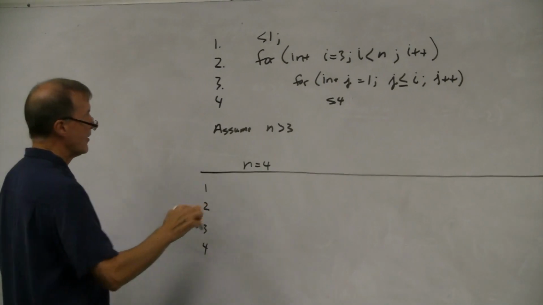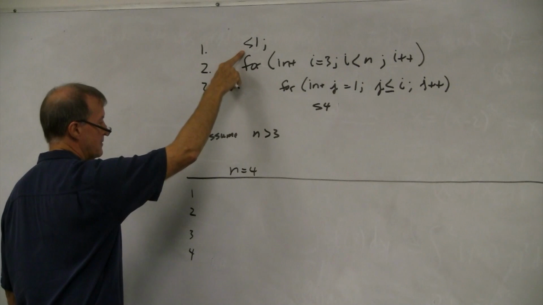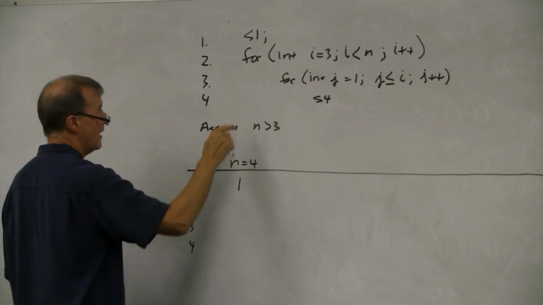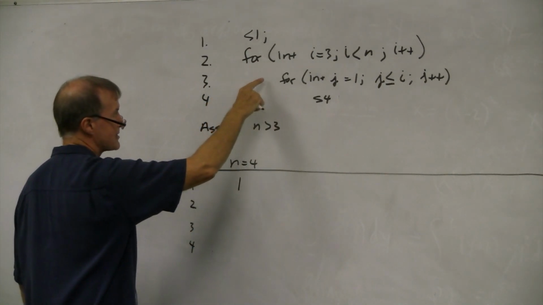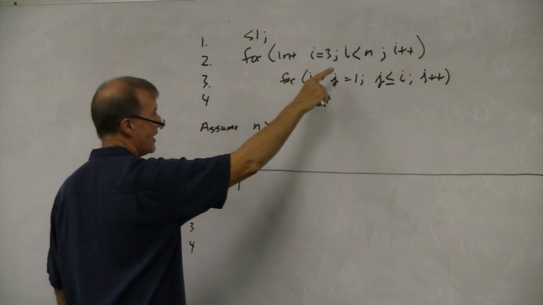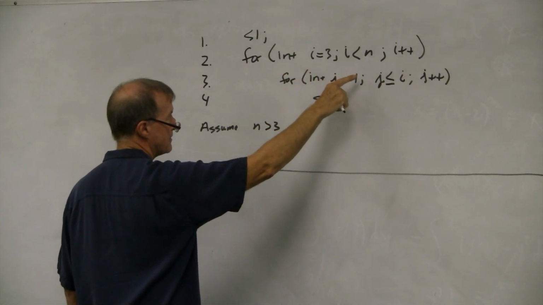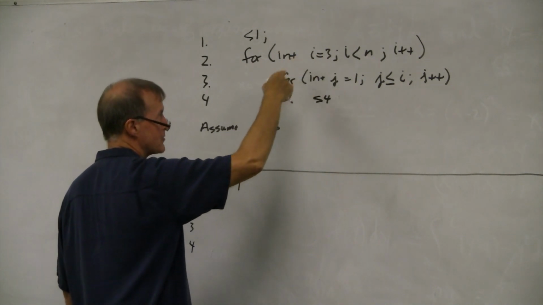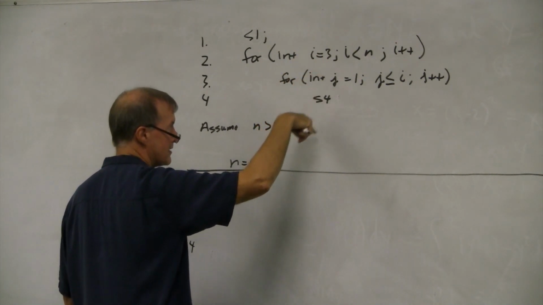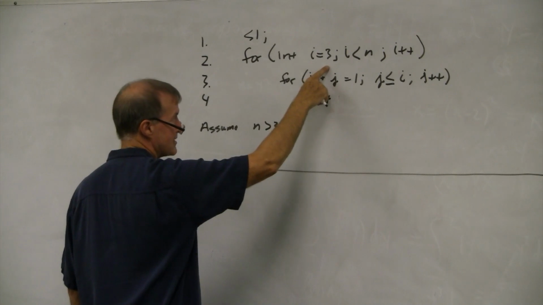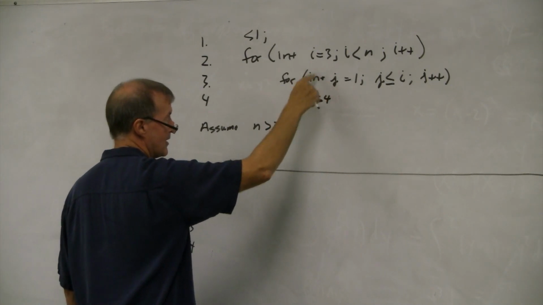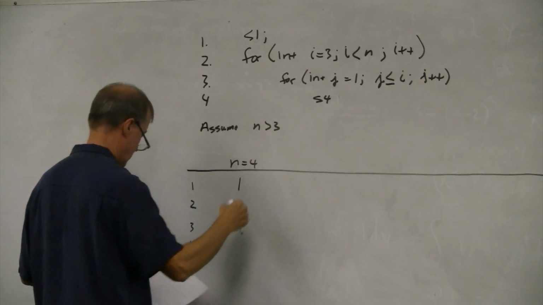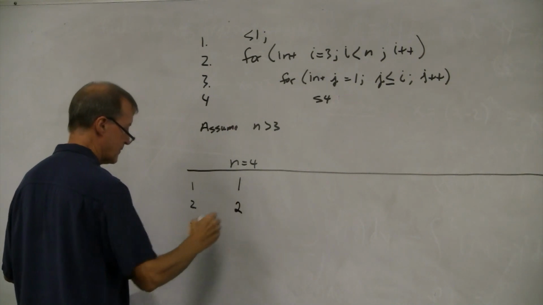Now when n equals 4, how many times does statement 1 execute? Good. This is saying, if n equals 4, for int i gets 3, i less than 4. Right? So do you see that this does its loop once when i is 3, and then it does the test, and then it breaks out. So this one will be 2. Are you with me?